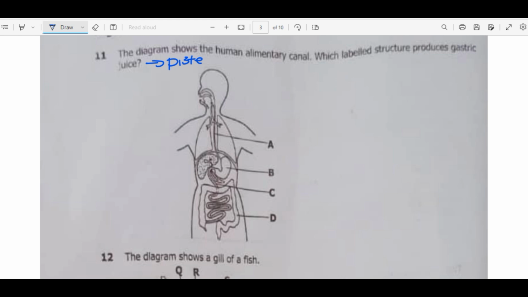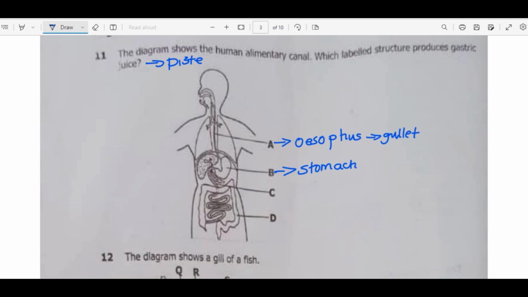Now let's look at these letters. For part A, this is an oesophagus. Oesophagus is also known as a gullet. The function of this one is just the passage for food from the mouth into the stomach. Then we have structure B, which is the stomach.